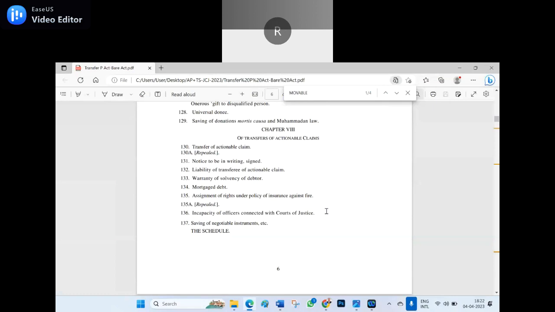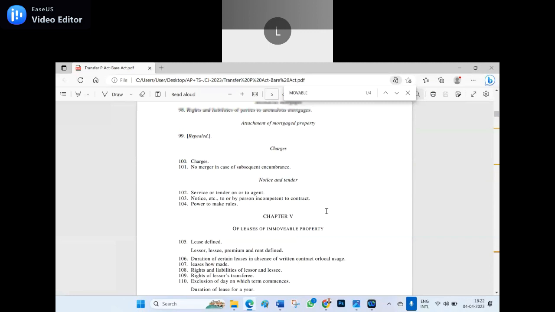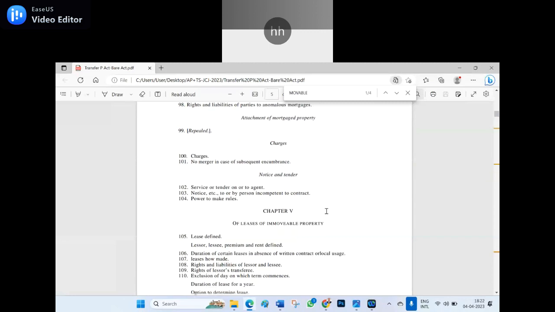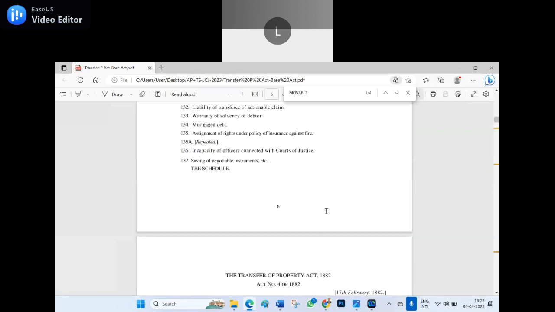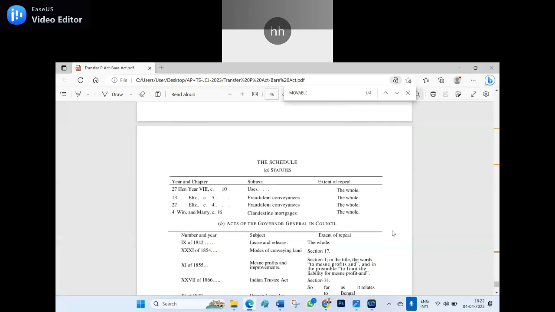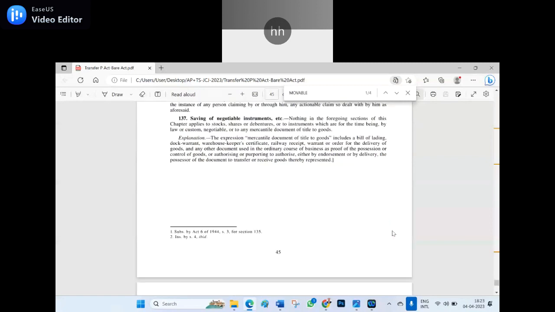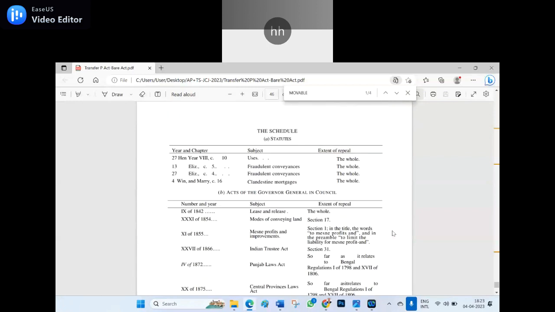Then, are there any parts in the TP Act? No, sir. Are schedules there in the TP Act? No. But one, he has written schedule. I don't know whether it is there or not. Let me pull down to see. Yes, schedule is there. So one schedule is there. Which section is that schedule connected to? Supplementary question. It is connected to statutes, not section, only statutes.